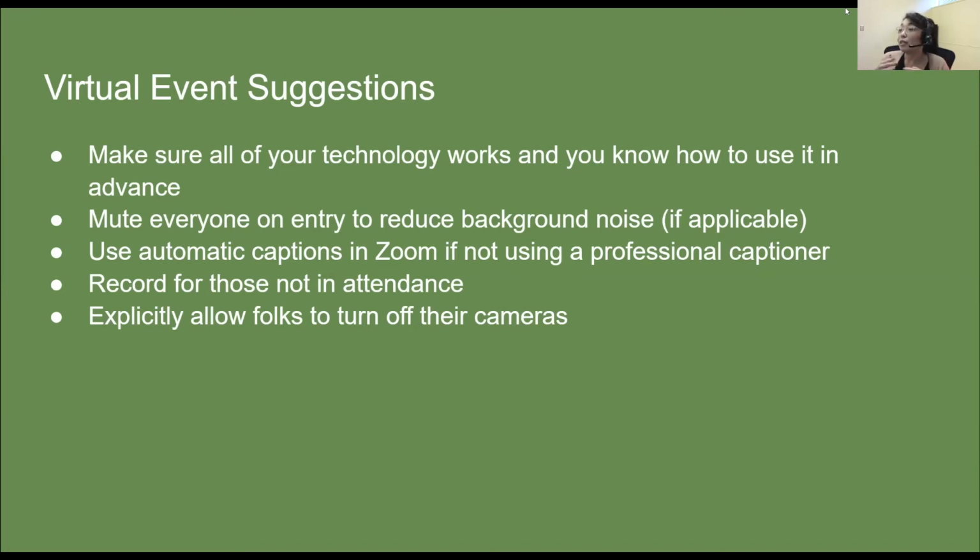And you can work with the DRC to request a captioner or ASL, American Sign Language interpreter. We have resources to connect you. And once again, what Jen said in the chat, the DRC wouldn't pay for this, but we can help facilitate the request.